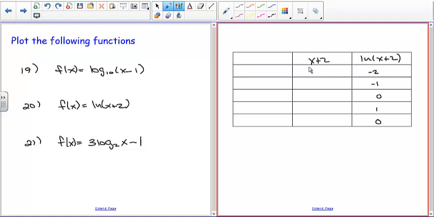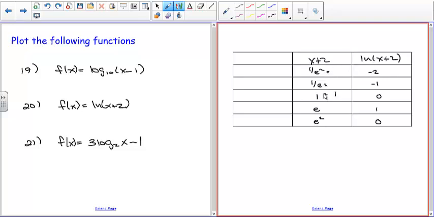So the argument to get -2 as the result, you have to have 1 over e squared. Here you have to have 1 over e. Here you just have to have 1. Then you have e, and then you have e squared. So we just need to figure out what those are. Plug those in our calculator.